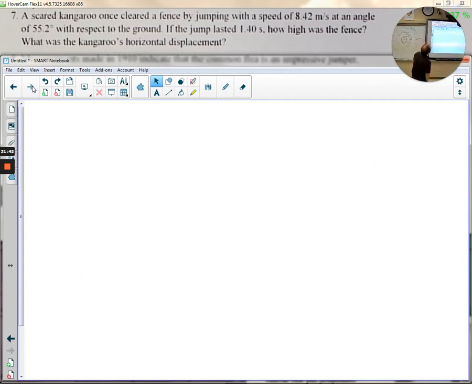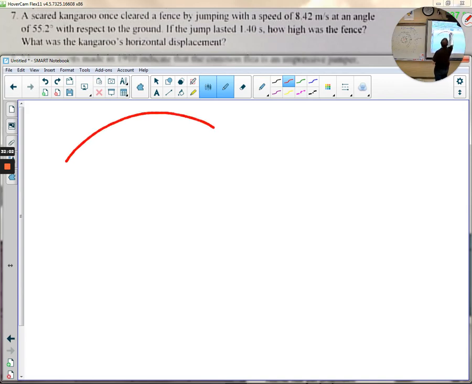A scared kangaroo wants to clear the fence by jumping at a speed of 8.42 meters per second and an angle of 55.2 degrees with respect to the ground. If the jump lasted 1.4 seconds, how high was the fence and what was the kangaroo's horizontal displacement? Okay, we do have to find 2 things, and the same kind of thing is going to follow. We're still going to have good old parabolic flight path, still dividing it into the up half and the down half.